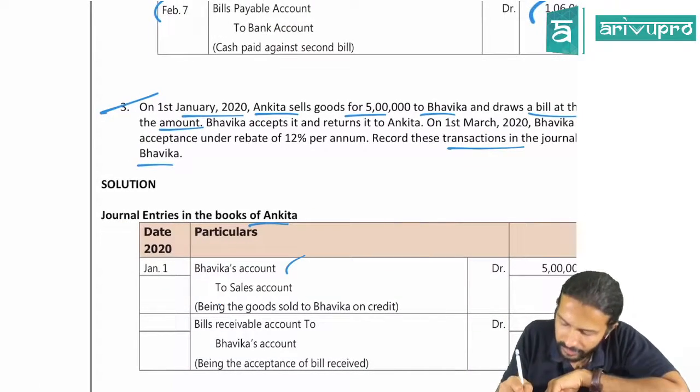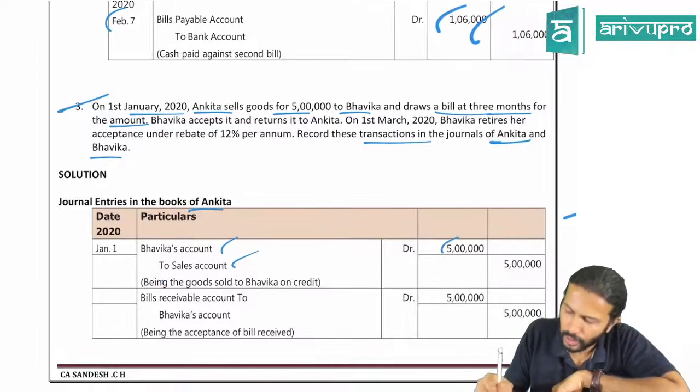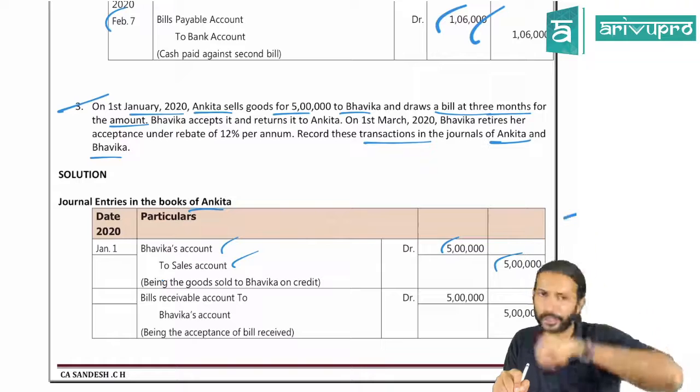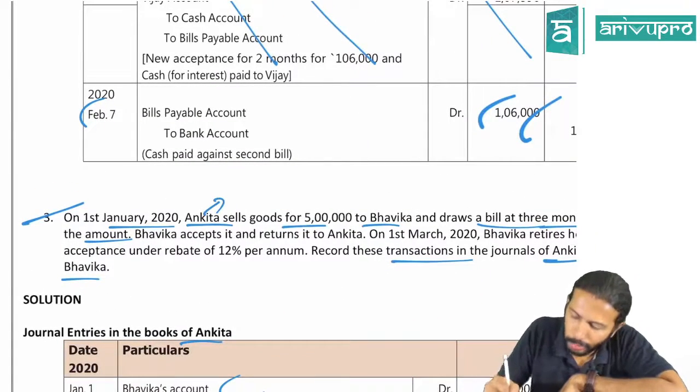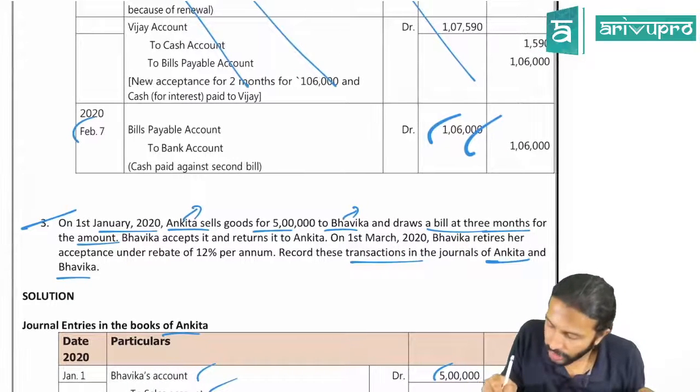Okay, so the journal entry will be Bhavika account debit to sales account 5 lakh, 5 lakh. That is the first journal entry. Alright. Ankita has sold the goods to Bhavika and draws a bill of exchange.